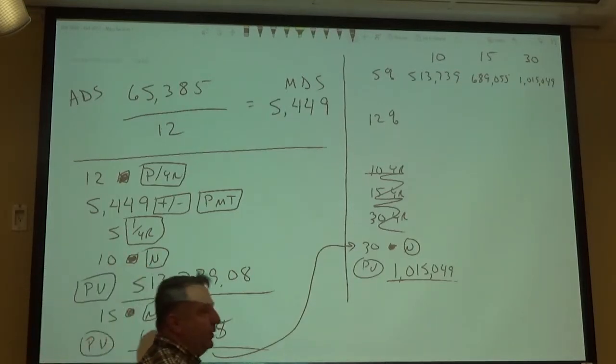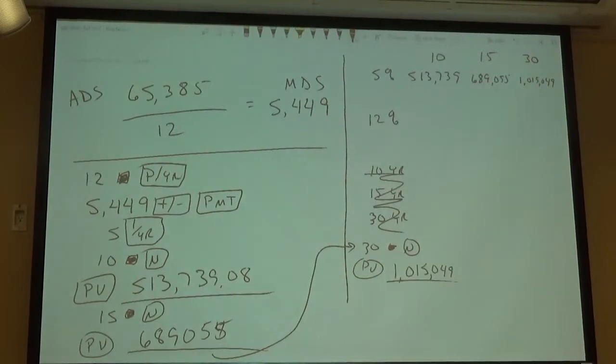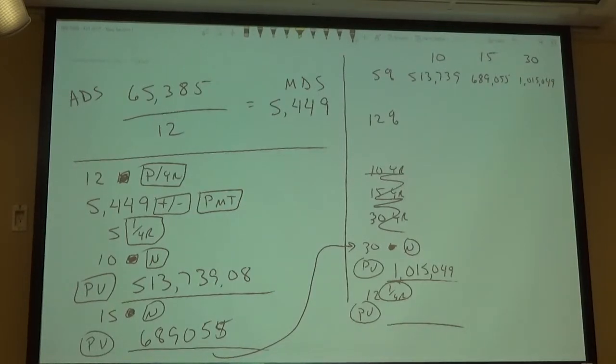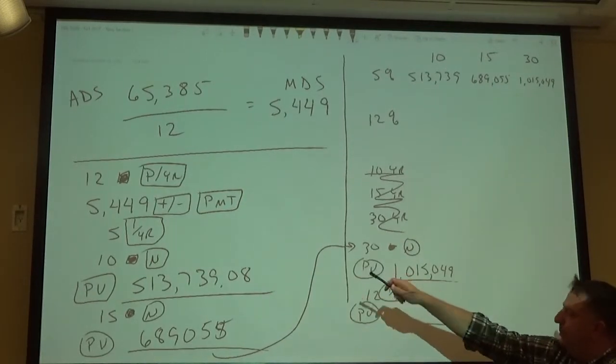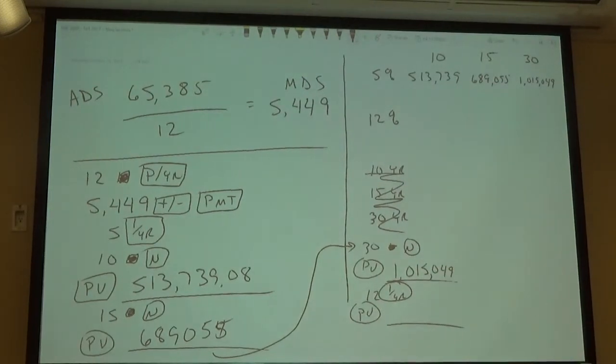Okay? Now let's go to the 12% here for a second. What we can do on the 12%, we simply put that in here, resolve for present value. In doing so, it's going to replace the 5%, but it's still going to be based on the 30 years. Okay? So, let's see what it tells us. Wow. That drops it down to 529,743.